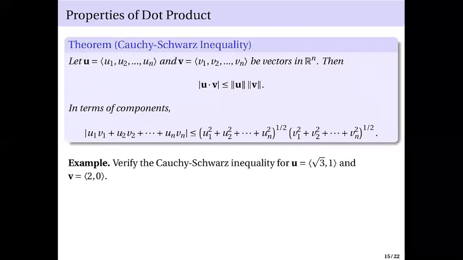Let us verify this Cauchy-Schwarz for these vectors: the vector (square root of 3, 1) and the vector (2, 0). We already know u dot v from the previous example. This is equal to 2 square root of 3.